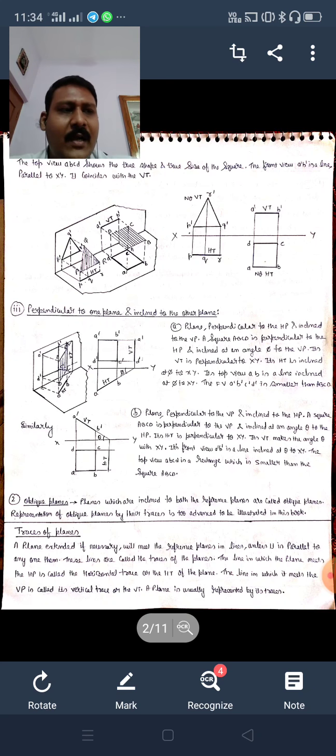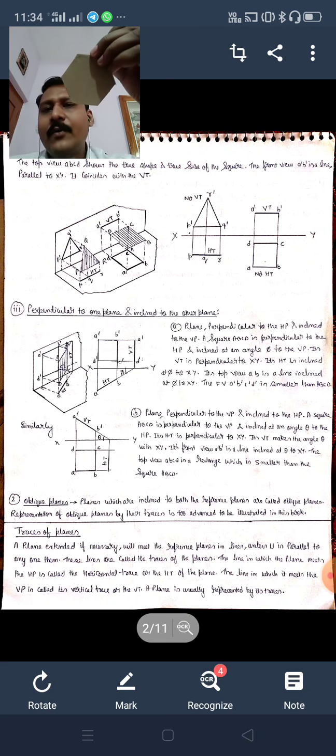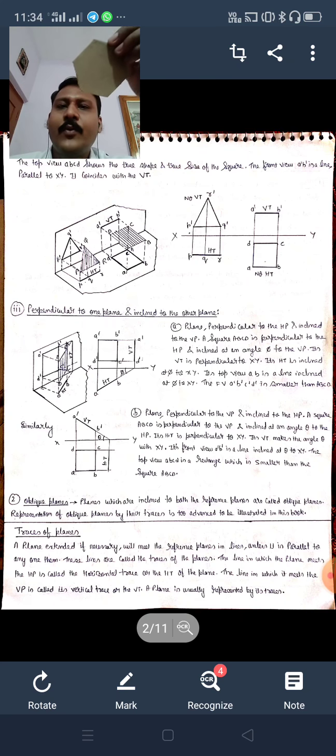So now as we have projected the points, the lines, so definitely we can project the planes also. So how this hexagon will look in the front view, how this hexagon will look in the top view, in the side view, this is basically the projection, and we all have to learn this.